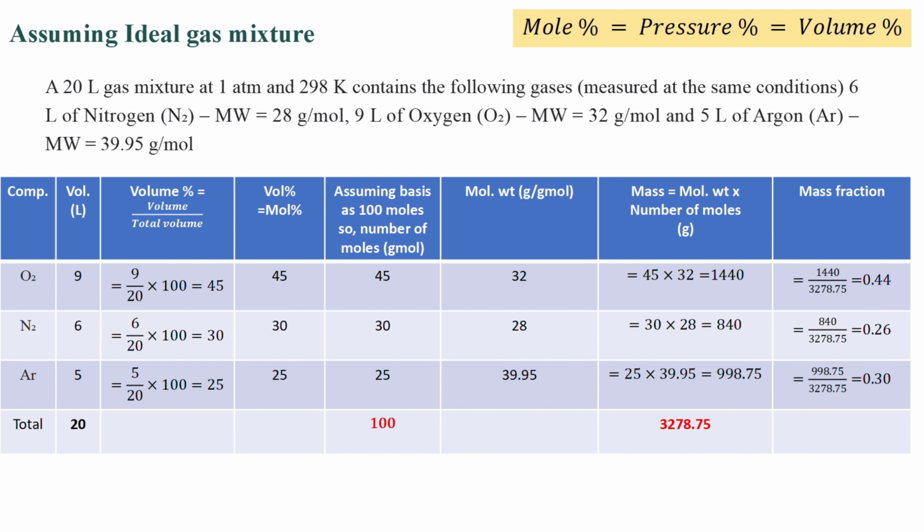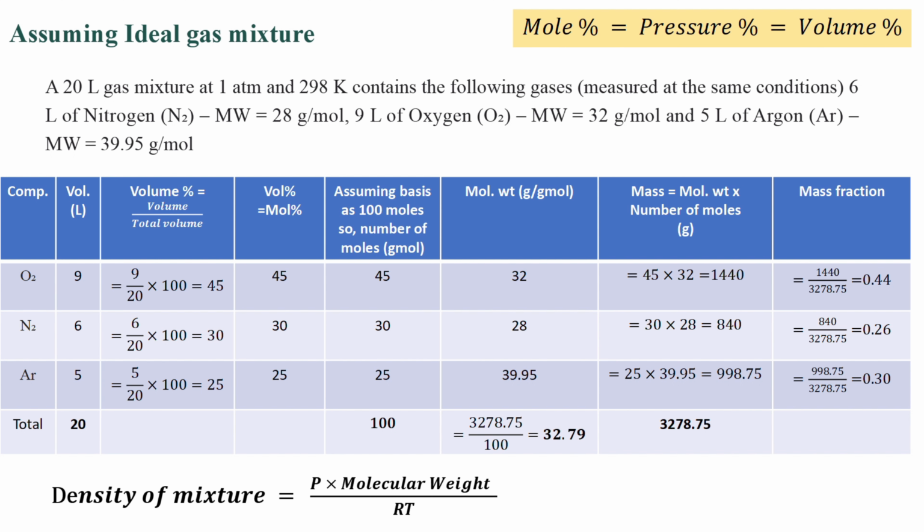The second objective of the question is finding the average molecular weight. The average molecular weight can be calculated as the ratio of the total mass of the system to the total number of moles in the system. In this case, the total mass is 3278.75 and the total number of moles is assumed to be 100, which gives 32.79, the average molecular weight of this gas mixture.